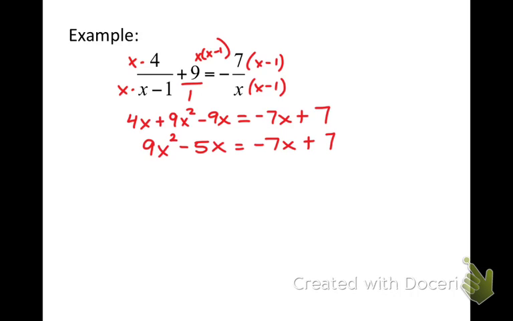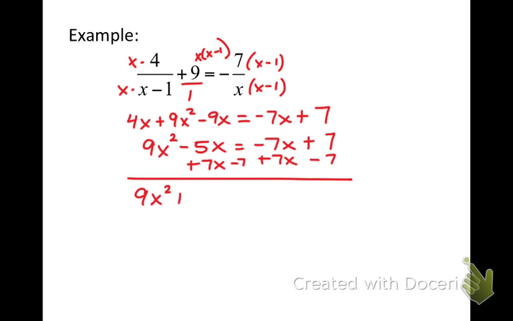Move everything to the left or to the right? To the left. Good. So I'm going to add 7x to both sides, subtract a 7. So now we get 9x squared plus 2x minus 7 equals 0.